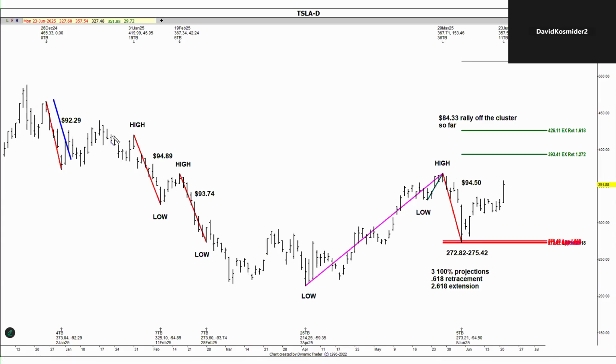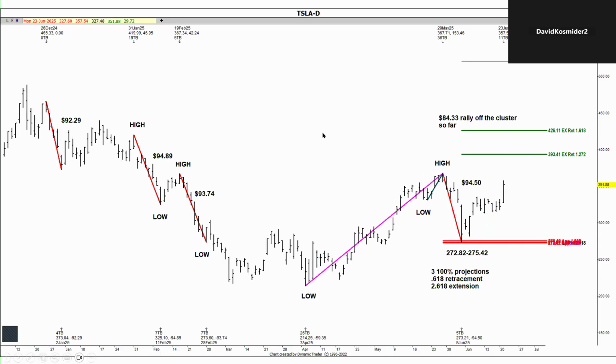We have these prior swings, all projected from here. We have the retracement, and we have the extension. Gave us a price cluster at 272.82 to 275.42. It included 3 100% projections, a 618 retracement, and a 2618 extension. It hit. The actual low is put in at 273.21. And we saw the initial rally. That was $84.33. And our first target would be up here. We don't always meet the targets, but we always shoot for them.